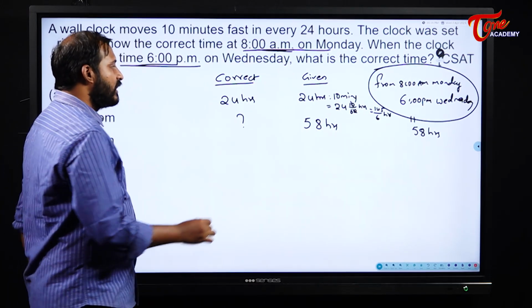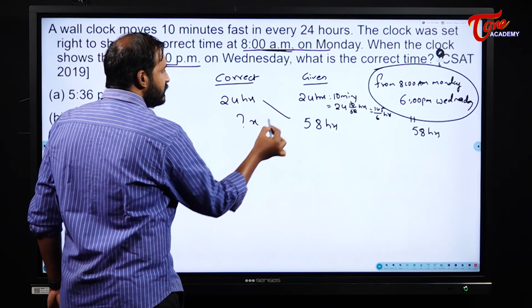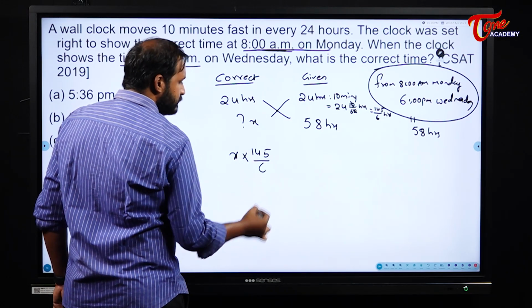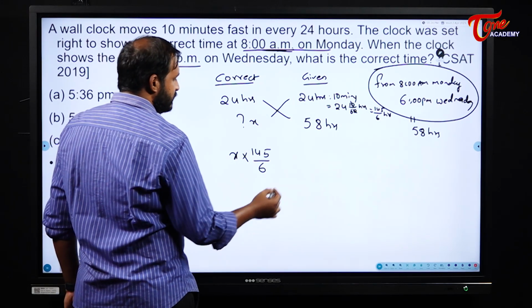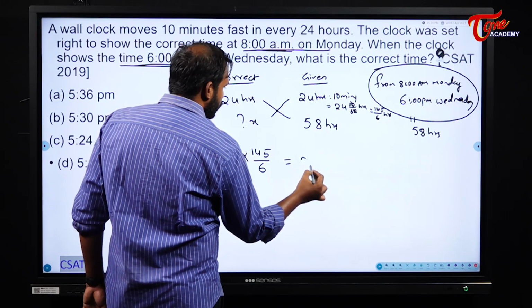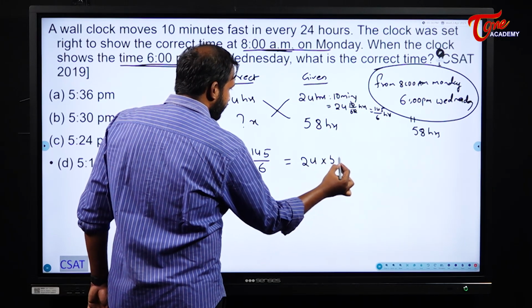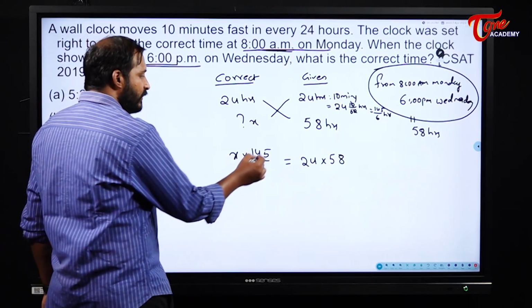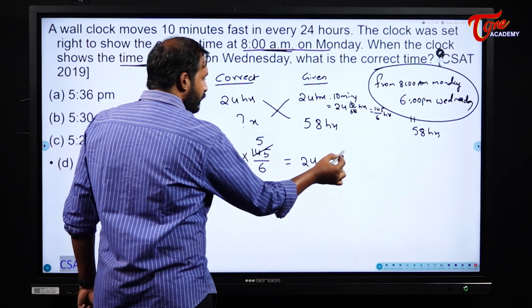145 by 6. Now cross multiply, assume it as some x. So x into 145 by 6 is equal to 24 into 58. If you observe carefully, 29 fives are 145, 29 twos are 58.